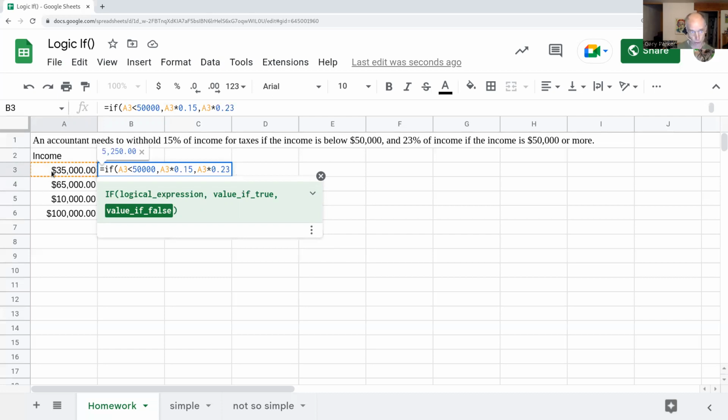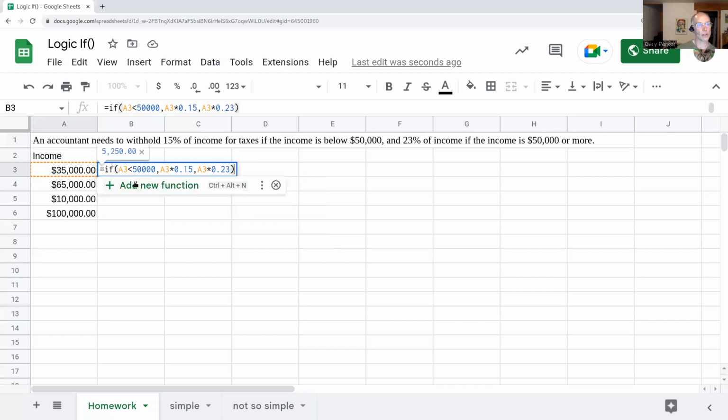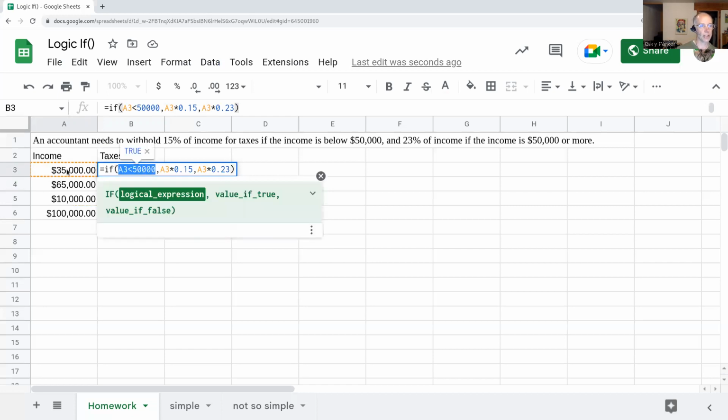Now you can also type 23% on a spreadsheet and it will understand what you mean. Use the decimal version. All right, I think that'll work. So first we have our condition. We say, okay, we're testing this cell. Is it less than 50,000 or not? If it is, then we're going to take that income and multiply it by 15%. If it's not less than 50,000, so that means it's greater than or equal to, then we'll multiply by 23% to get the value.